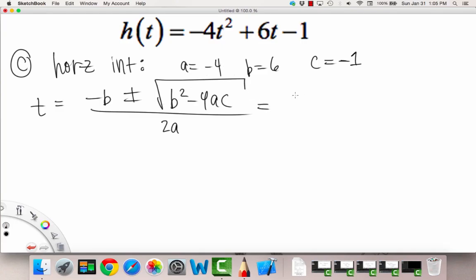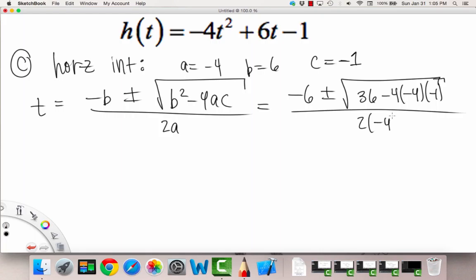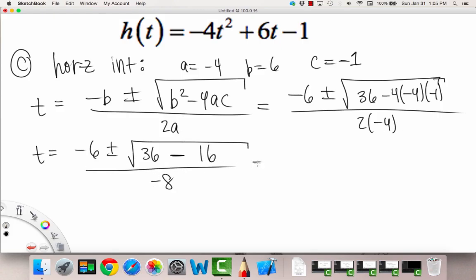So this is going to be equal to negative 6 plus or minus the square root of 6 squared, so that gives us 36, minus 4 times a, negative 4, times c, negative 1, and then this is all over 2 times negative 4, which is our a. That's kind of a lot, but we're just going to simplify. It's just a bunch of algebra. So negative 6 plus or minus the square root of 36. Let's figure out the signs in here. We have 3 negatives, so that means minus, and then a 16, basically, all over negative 8. So inside the square root, we're going to have 20. So negative 6 plus or minus square root of 20 over negative 8.